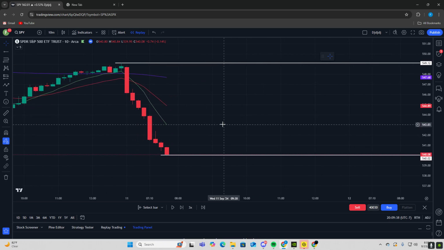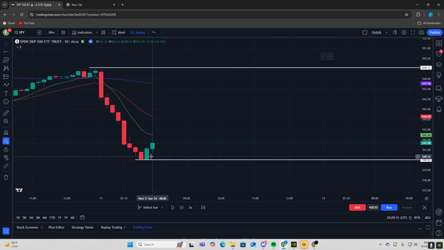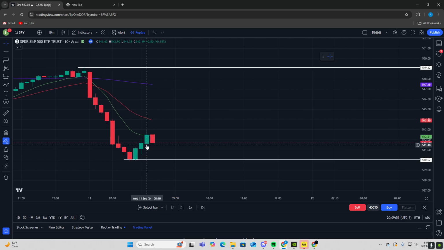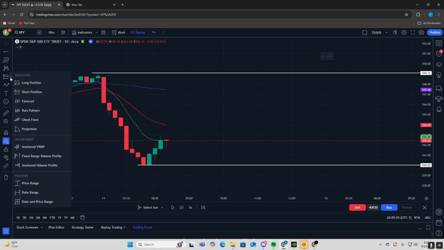Say price comes down, and this is where I wait for price to just stop coming down, and I wait for price to show some movement to the upside. Right here we stop. Right there we move up. We get above our 9, right? We're getting above our 9. We have this fair value gap.